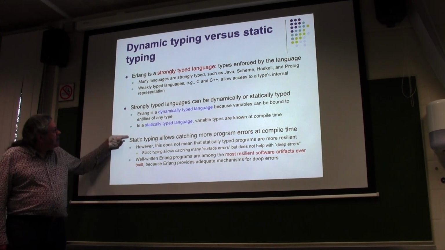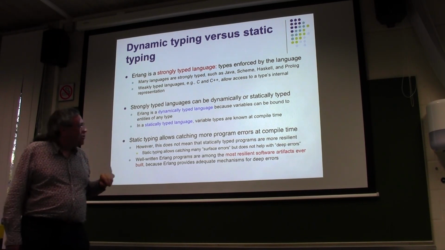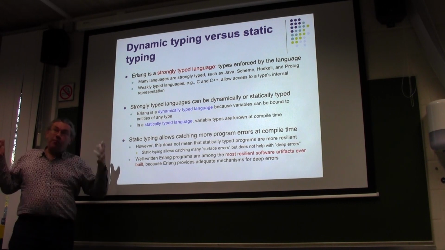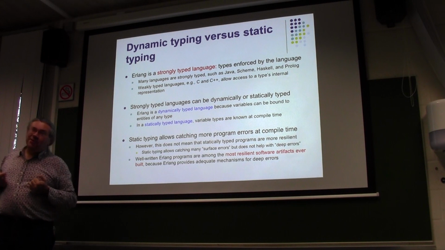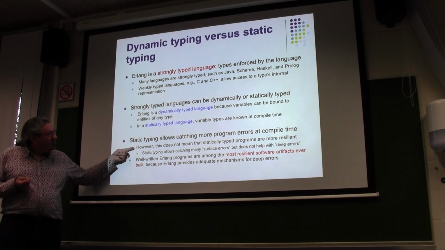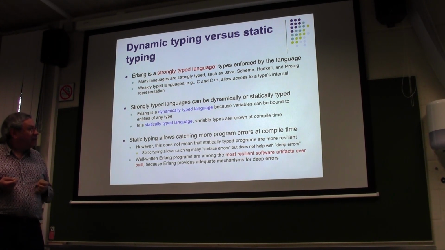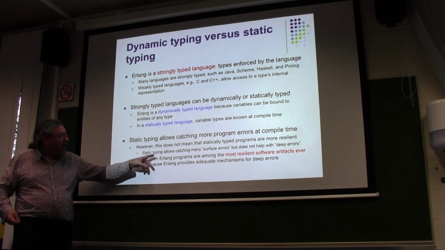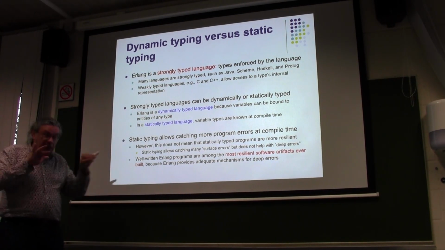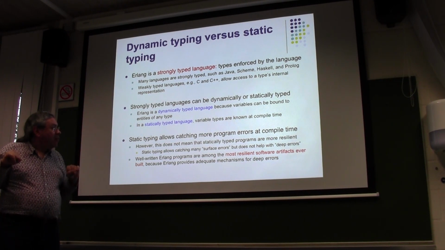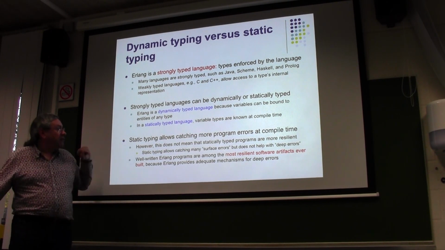Now, static typing seems to get a lot of good press. It allows catching more program errors at compile time, right? The compiler will see if you make a type error. But actually, it's very curious. Programs in statically typed languages are not more resilient. The errors that you catch are kind of surface errors. They're basically mistakes, like I call a function with the wrong kind of argument. But real deep errors, errors in the logic of the program, are not caught, okay?